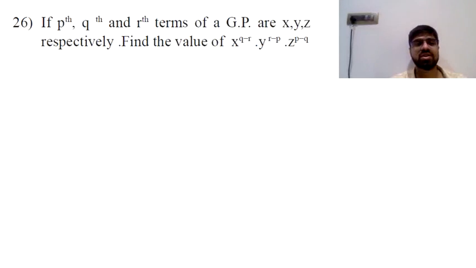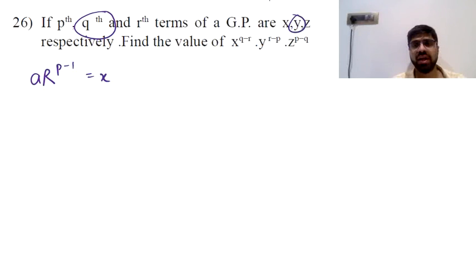Going ahead with the 26th question. The pth, qth and rth terms of a GP are x, y, z. Find the value of the given expression. So we just go ahead with whatever they have given. The pth term is x. So the pth term is always given by a into r power p minus 1. Now because they are using an r term here for themselves, let's use capital R for our common ratio. So a R power p minus 1 is x.